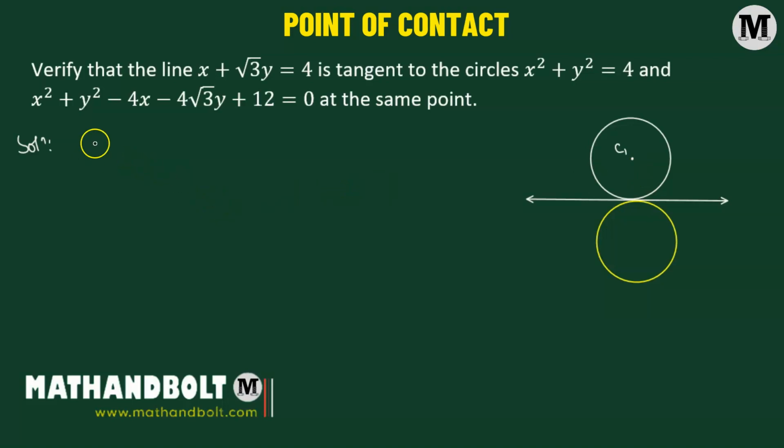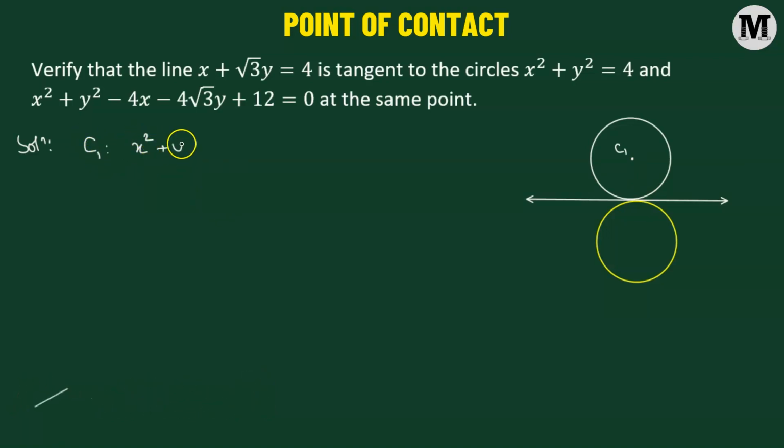So here, let's say we have a circle with center C1. We're going to represent C1 as the circle with the equation x squared plus y squared equals 4. And then we have another circle C2. So C2 is going to represent the circle x squared plus y squared minus 4x minus 4 times square root of 3y plus 12 equals 0.